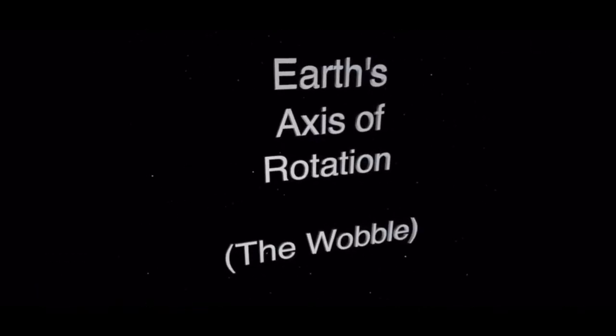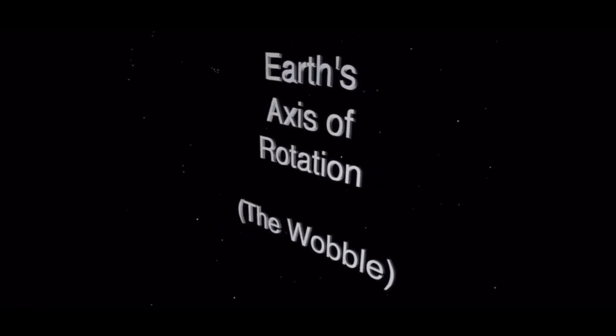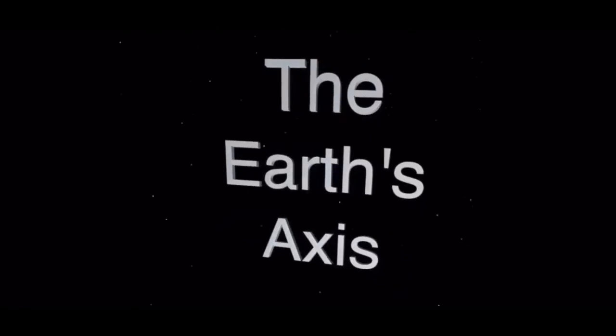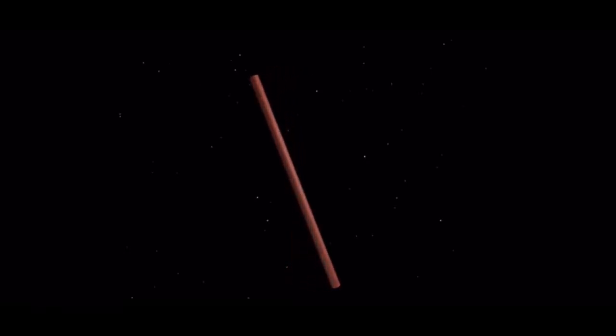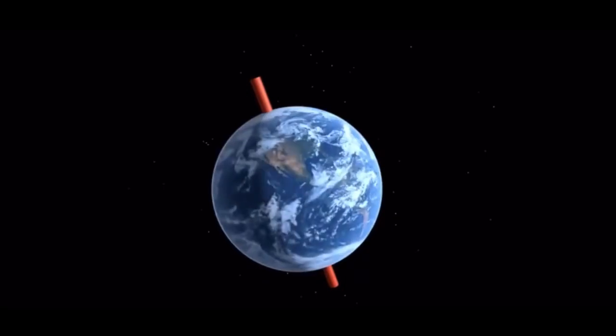The Earth's axis of rotation, or the wobble effect. Let's begin by talking about the Earth's axis. The Earth rotates on an axis. The axis is tilted at an angle of 23.5 degrees. The Earth rotates around its axis once a day.